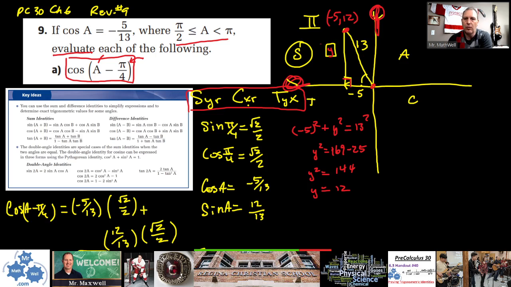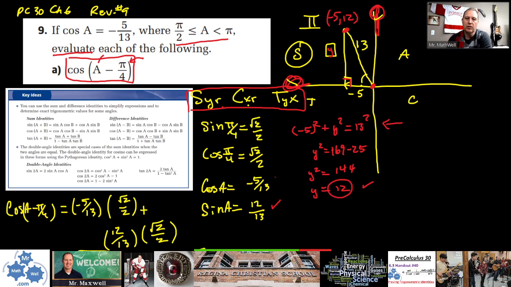I can find out what y is using Pythagoras' theorem down here. That's what I've done: 5 squared plus y squared, and so on. And I found out that y is 12. Now, why does that help us? Because now we have the ability to determine what sine of A is, right here. Sine is y over r, or 12 over 13.